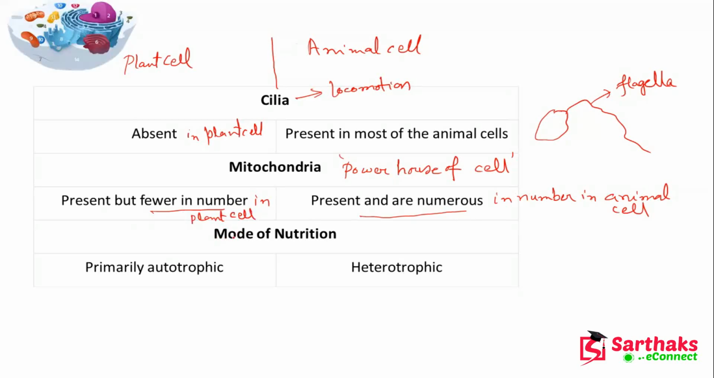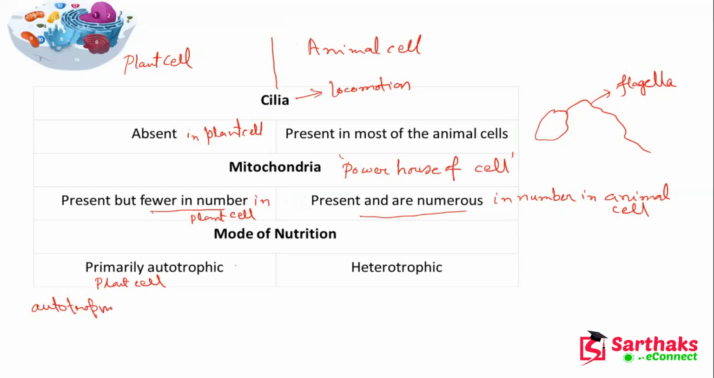Mode of nutrition: primarily autotrophic nutrition can be seen in plant cell, and heterotrophic nutrition can be seen in case of animal cell. So autotrophic nutrition, already we can write down here. I'm just writing for your knowledge.